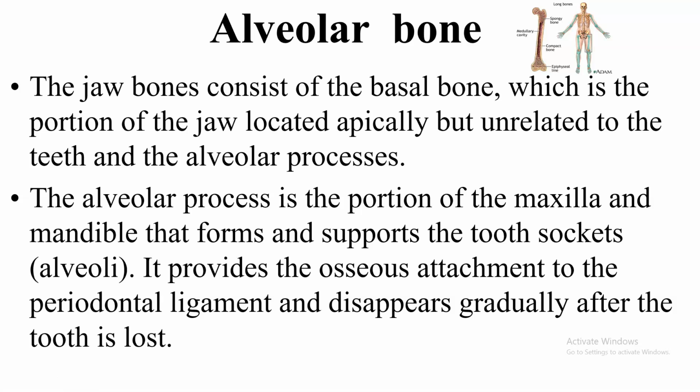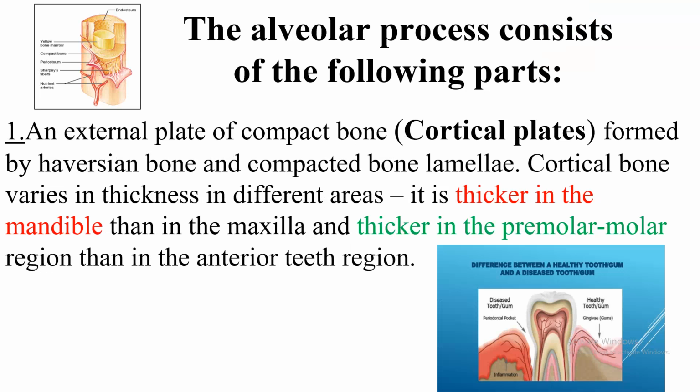So all the jaws, upper and lower, the mandible and the maxilla, consist of the apical portion that we call basal bone, which is not related to the teeth, and the coronal portion that we call alveolar bone, which supports the tooth socket, the alveoli. The alveolar process consists of the following parts. This part that surrounds and supports the tooth consists of three parts.